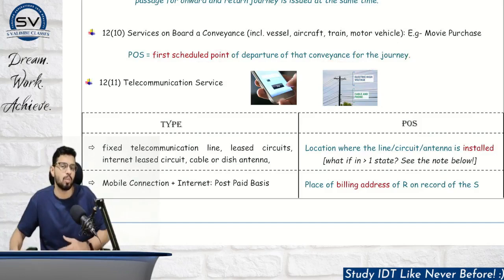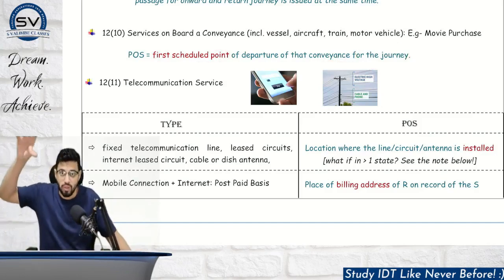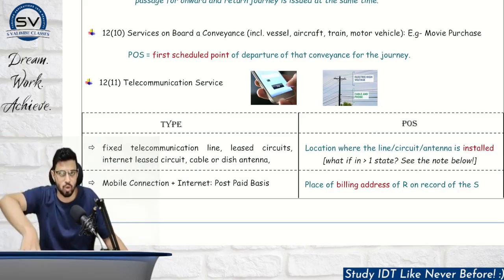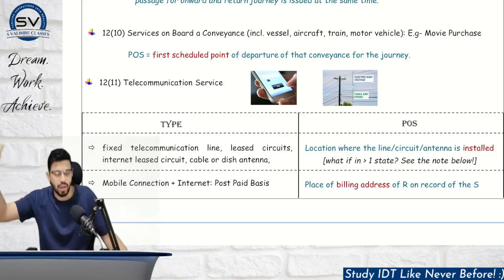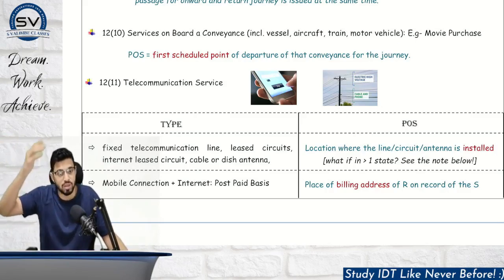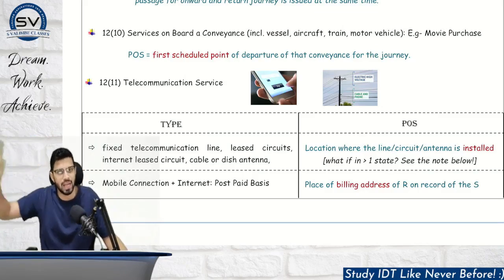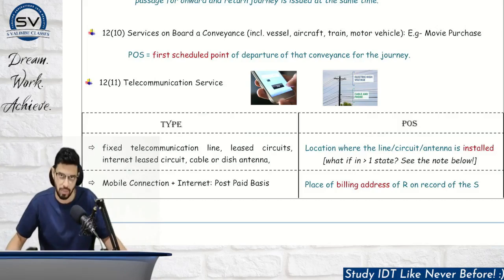Again, because it is not possible to determine when those services are supplied, what was the exact place where the conveyance was going on, where it was traveling, right? So let's say I buy a movie in an Indigo flight, then we have to see what was the first scheduled point of that flight. If that flight was from, let's say, Delhi to Lucknow in UP, then in that case Delhi will be the first scheduled point of departure, and the place of supply will be Delhi.